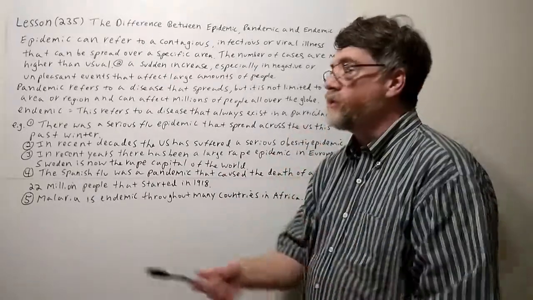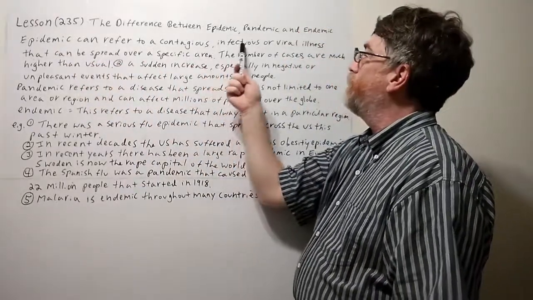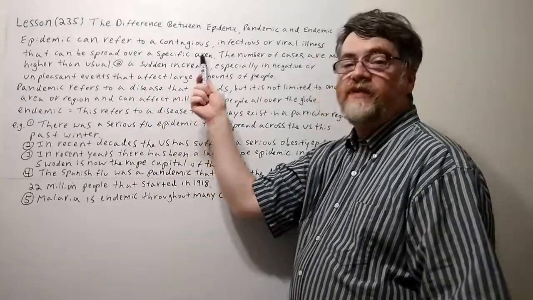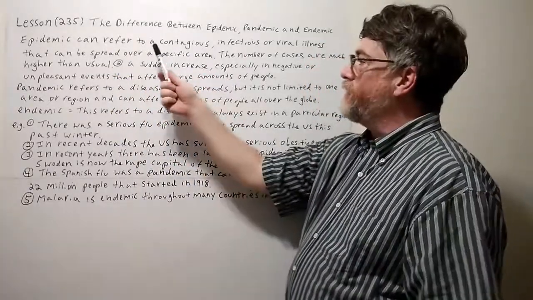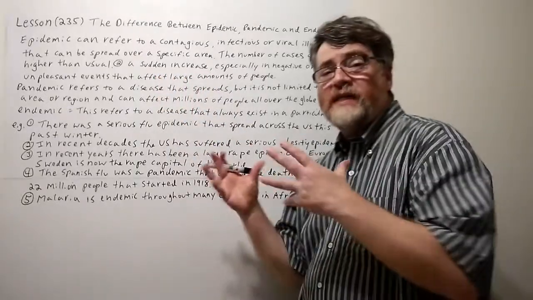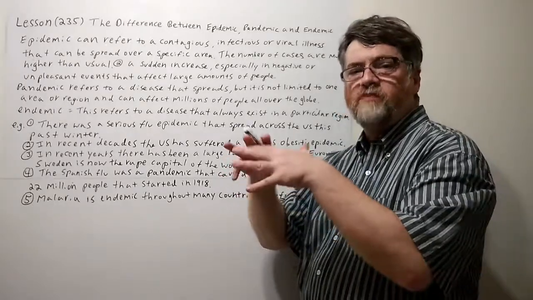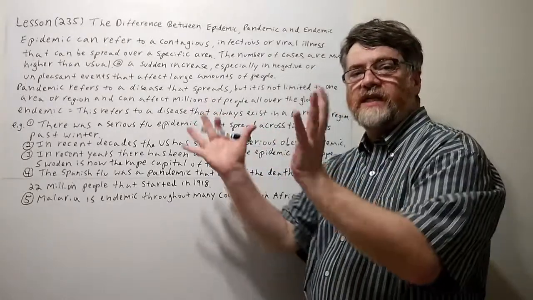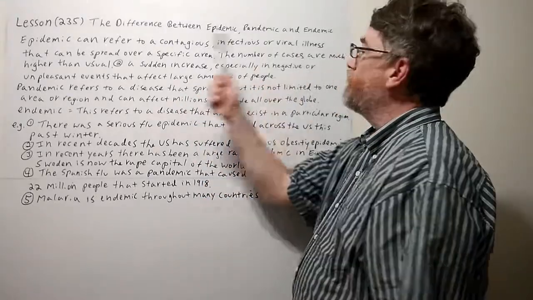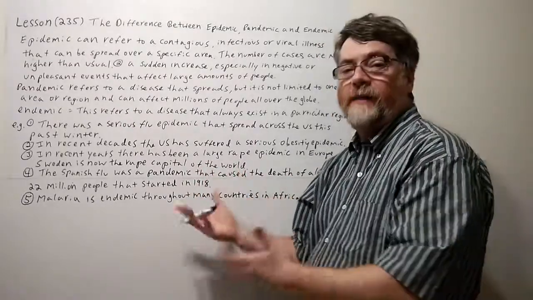Epidemic has two uses. First, epidemic can refer to a contagious, infectious, or viral illness that can be spread over a specific area. The key part here with epidemic is a specific area. It could be a single country, or if it is more than one country, it's probably a country just bordering the other country, so it's still in the same area. The number of cases is much higher than usual, so that's what makes it an epidemic.